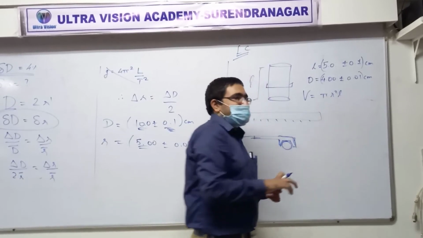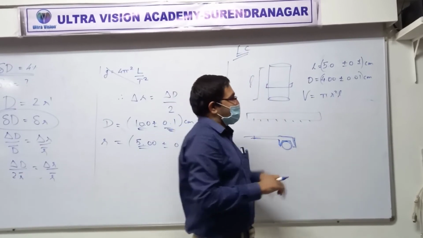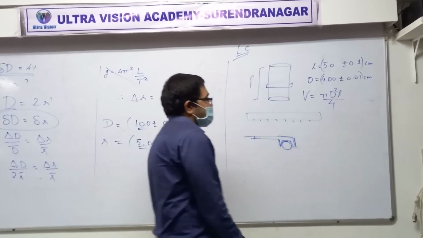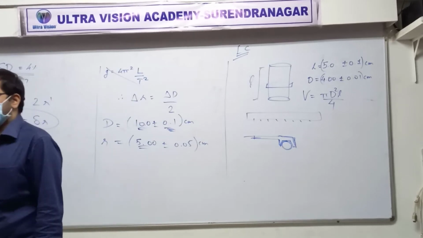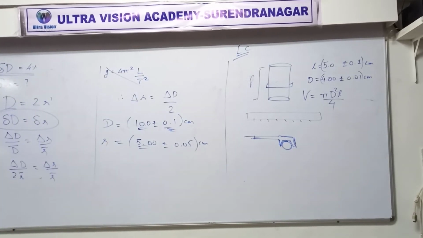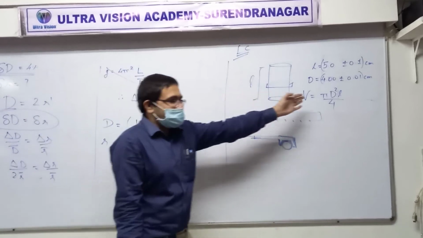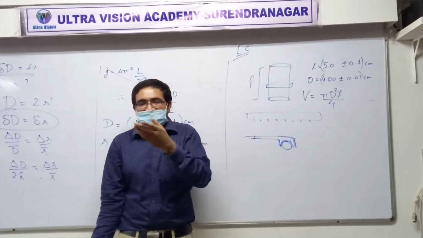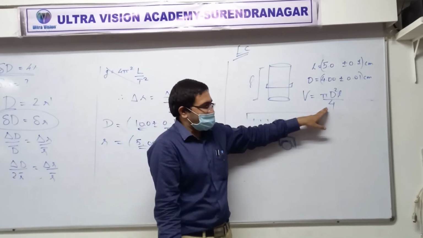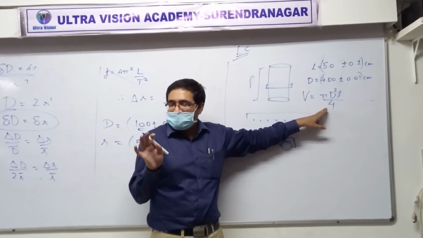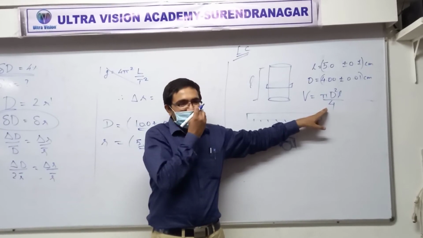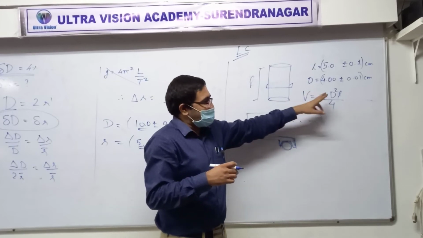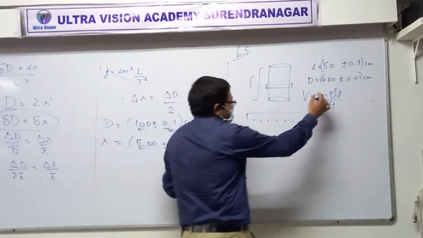So pi r square L. But we don't know the radius, so we'll make a little modification to this formula. Clear? Don't look at it as if it's alien. The radius r is equal to d by 2, so upon 2 square becomes 4. Understood? Okay, so this is the relation between diameter, volume and length. Here all these things are multiplied.